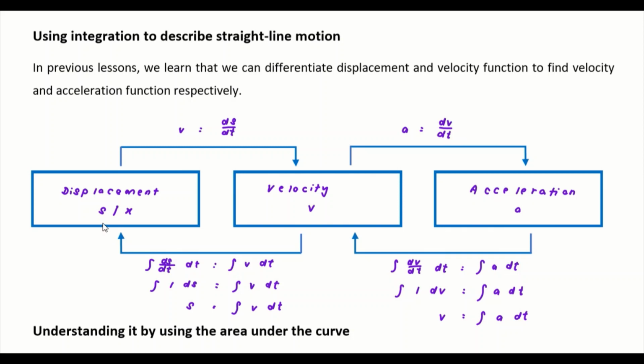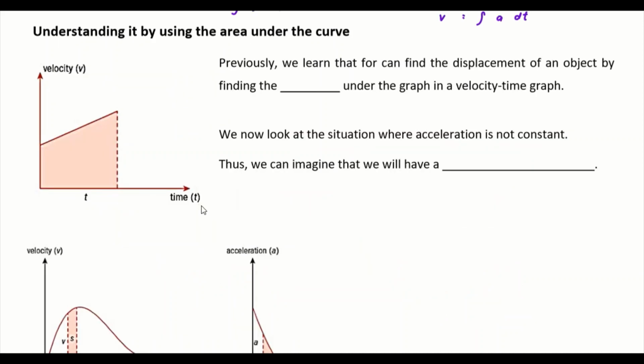All right, so let's look at the second concept here. Previously, when we talked about displacement-time graphs and velocity-time graphs, we know that we can find the displacement of the object by finding the area under the graph. For that case, it's very easy because we are dealing with constant acceleration, so we will have a fixed shape. For example, it's either a triangle or, in the majority of cases, a trapezium and so on, so we can just use the formula to get the answer.